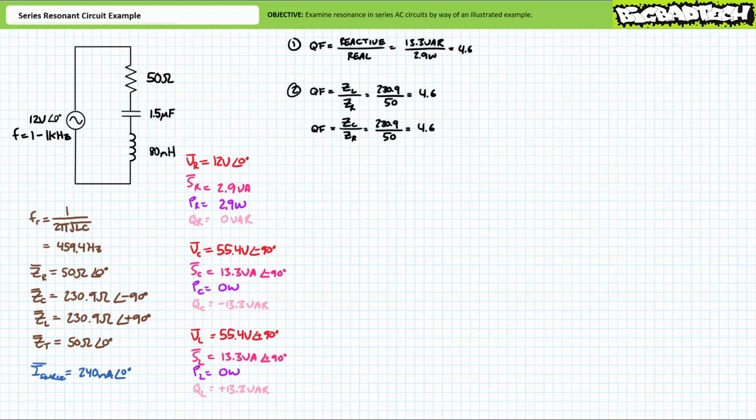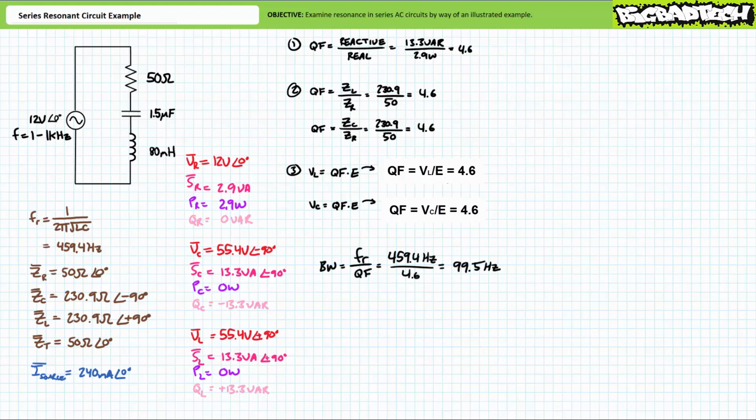A far quicker method of calculating quality factor is the ratio of reactive impedance over resistance. Given the capacitor and inductor both present an impedance of 230.9 ohms at resonance, and the resistor presents a fixed impedance of 50 ohms, the quality factor of the circuit will be 4.6 as previously. Finally, at conditions of resonance, you'll note the voltage across the reactive components will be the source voltage times quality factor. An algebraic manipulation suggests that quality factor will be the voltage across the reactive components over source voltage. As previously, we obtain a quality factor of 4.6.